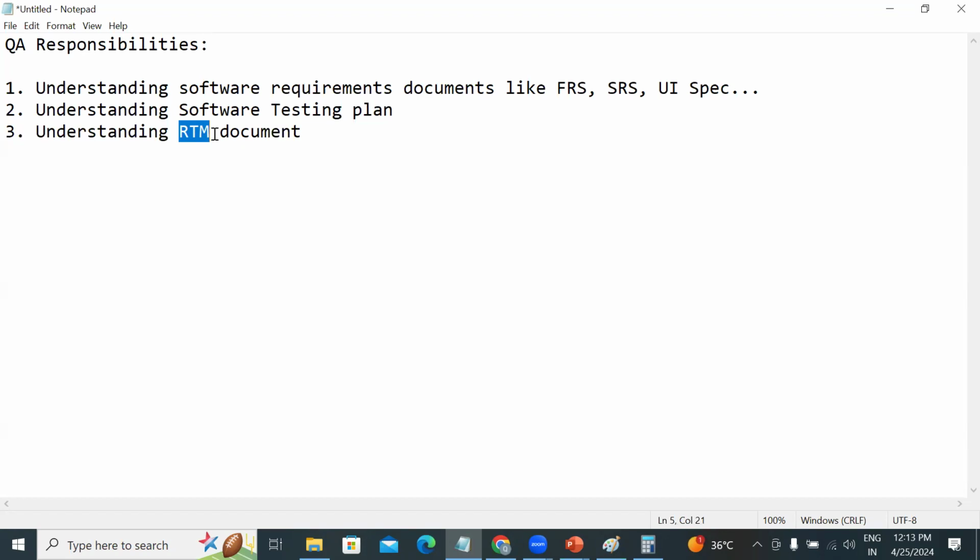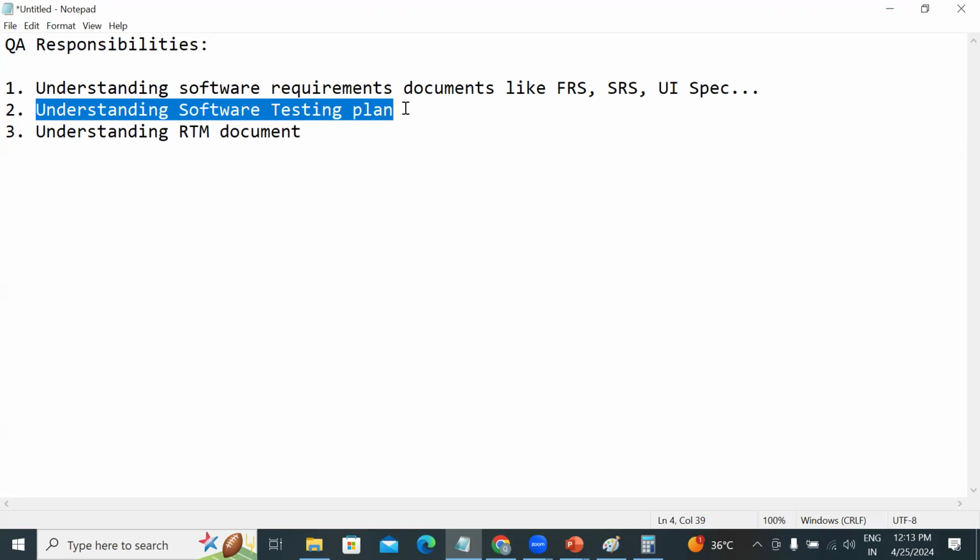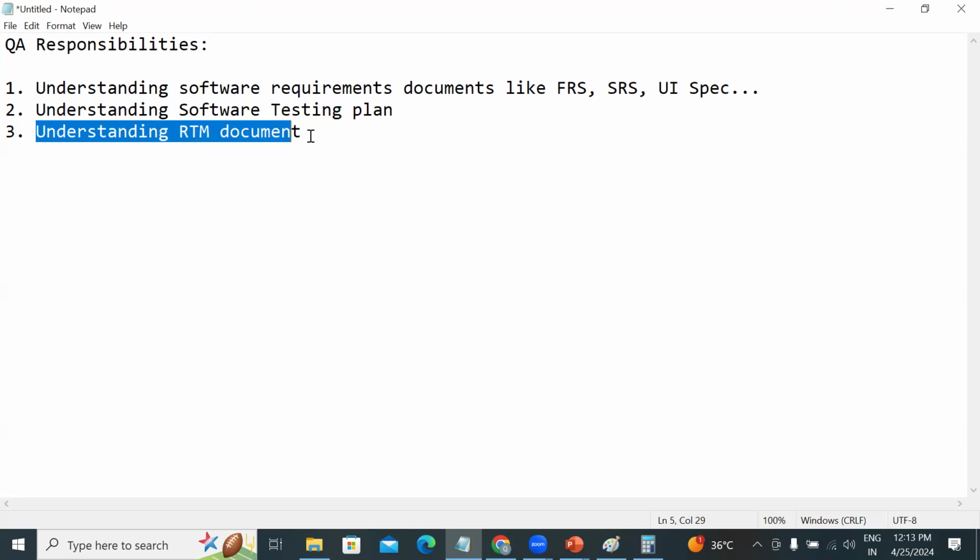So understanding RTM document, the requirement traceability matrix. We will do this in the STLC phase actually. This will be created in our project. First we complete all the manual theory, and then we will do the test plan document and RTM document in real-time concepts. Practicals we will see in future.